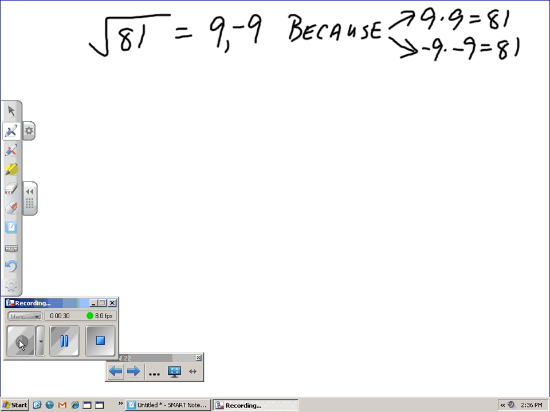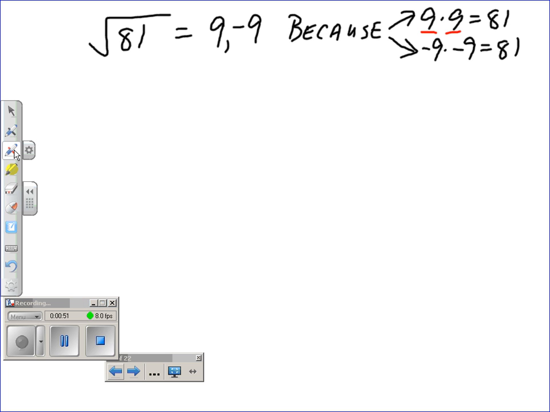Okay, before we get started on our examples, we have to review quite a bit about square roots and fourth roots and cube roots and all the different roots we're going to take. Now let's start by talking about square roots. The square root of 81, we know that's 9 and negative 9. We know that has two answers because 9 times 9 equals 81, but also because negative 9 times negative 9 equals 81. So square roots are always going to have two answers.